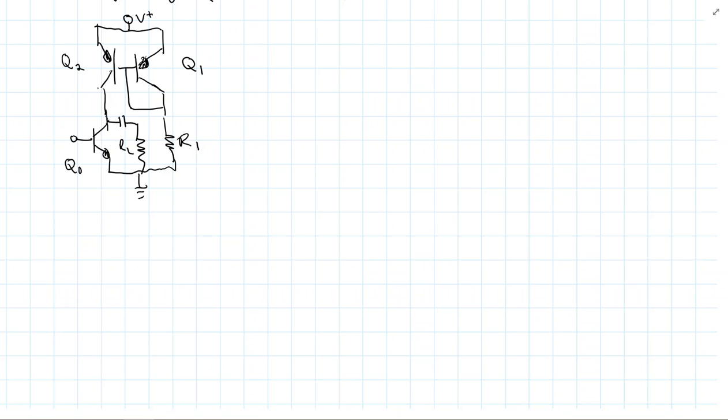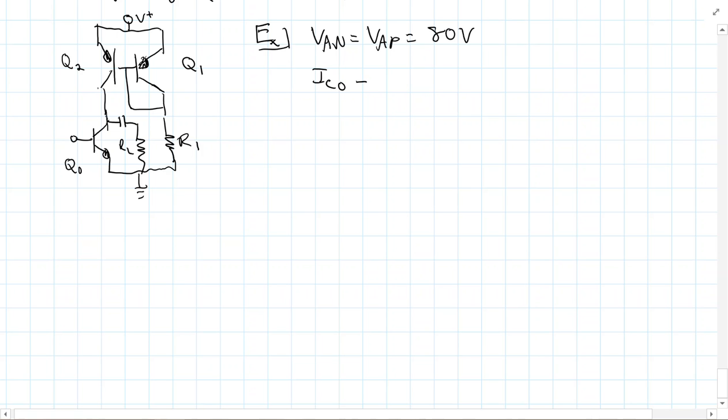Okay, so we're going to look at a problem here with this figure. I drew it kind of small and ugly, but I wanted to give myself more room to do this. So this is an example. They give us that VAN is equal to VAP, which is 80 volts, and then they say that IC0 is equal to 0.8 milliamps.